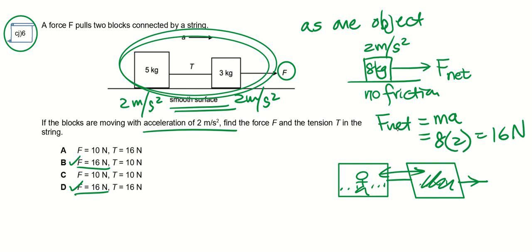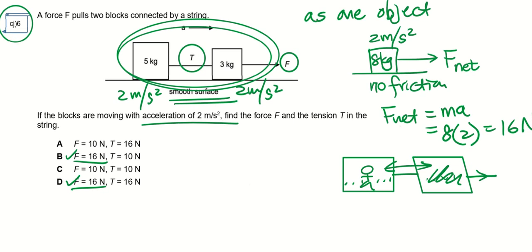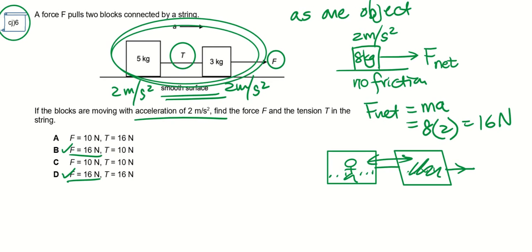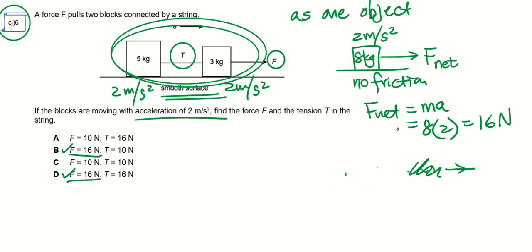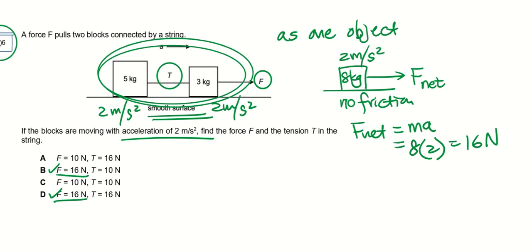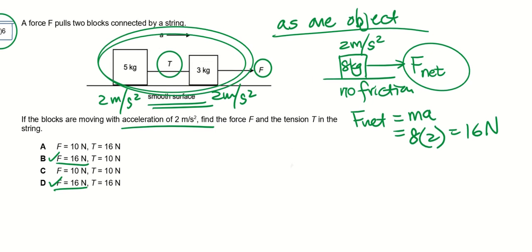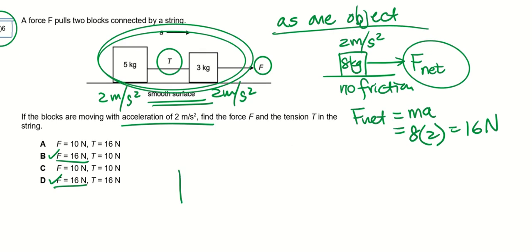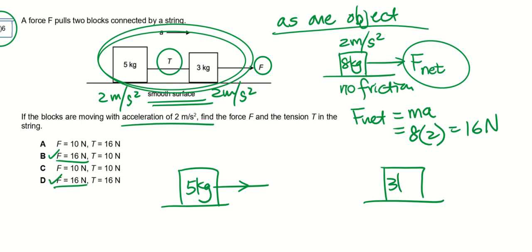Okay, but how do we find this tension force? In order to find the tension force, or the force acting between these two blocks, I would need to separate them. Before that, I treated them as one object just so that I can find my F net. But now I actually have to break it up. So I will have to draw two free body diagrams. I have a 5 kg mass, which is being pulled along by this force. I also have a 3 kg mass, which is being pulled along by F. And now I know F is 16 Newton.